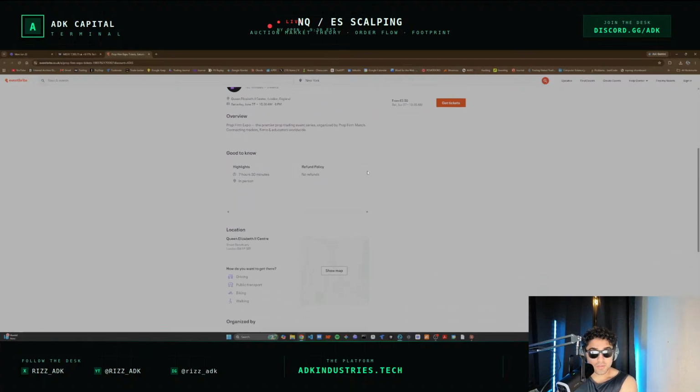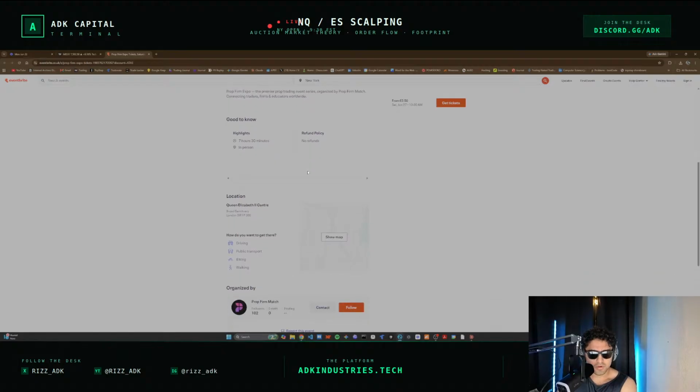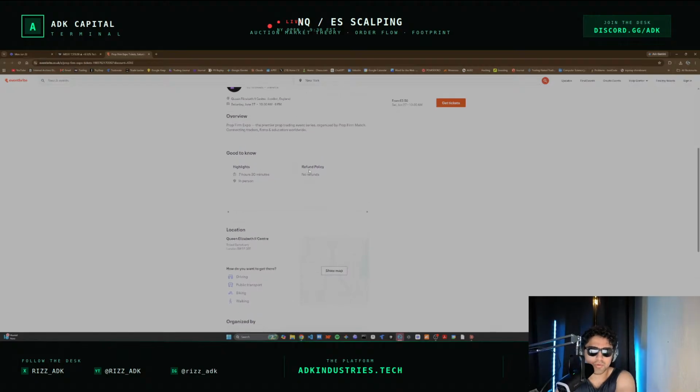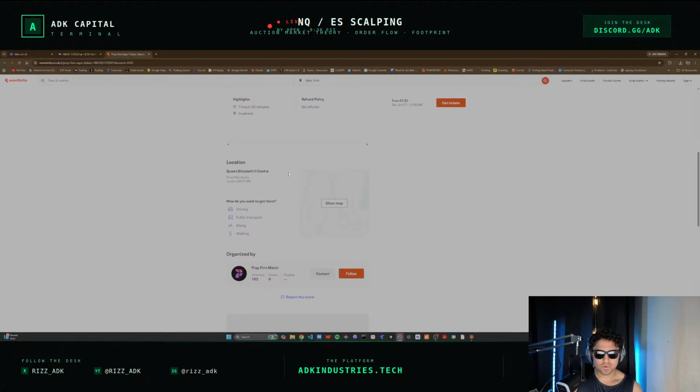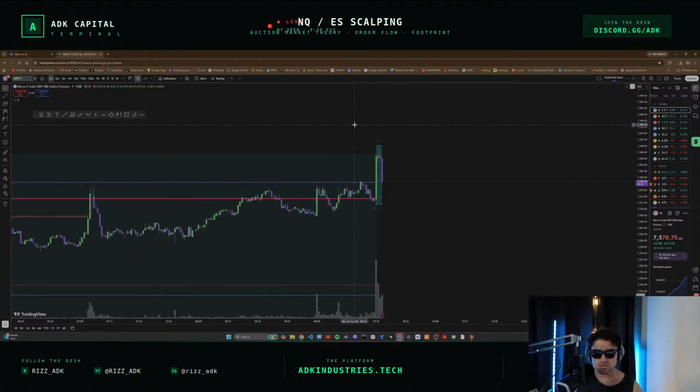Brought from event, highlight 7 hours, 30 minutes in person, refund policy. Brought from expo, the premier trading event series organized by brought from match. Location, Queen Elizabeth Central, London. What the fuck? You want me to go to London?